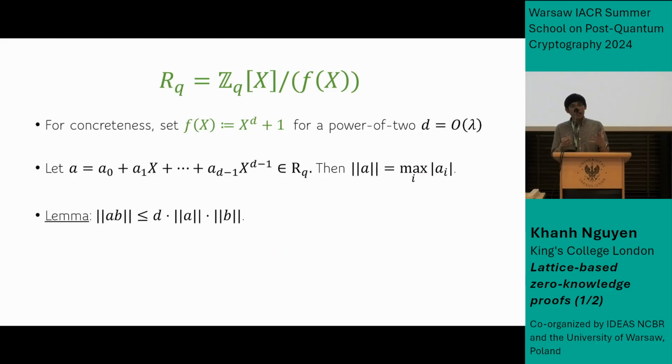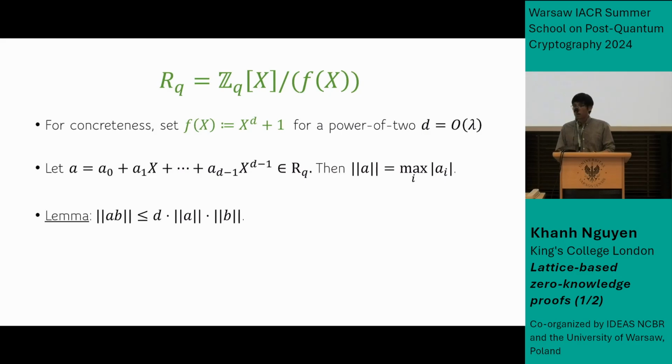Okay, so we are interested in the case when we're working over this ring, right? So we need to make sure that short times short is short. As I mentioned before, we work with the infinity norm. So for a ring element a, I take the norm of a to be the maximum of all the absolute values of a_i. Now we have this lemma that the norm of a times b over that ring is at most d times the norm of a times the norm of b. In particular, this lemma says that if a and b are short, then a times b must be short.